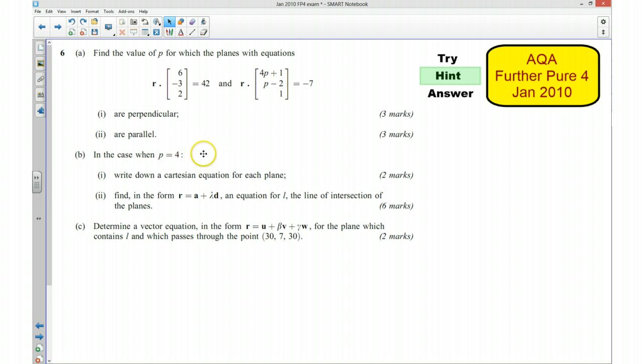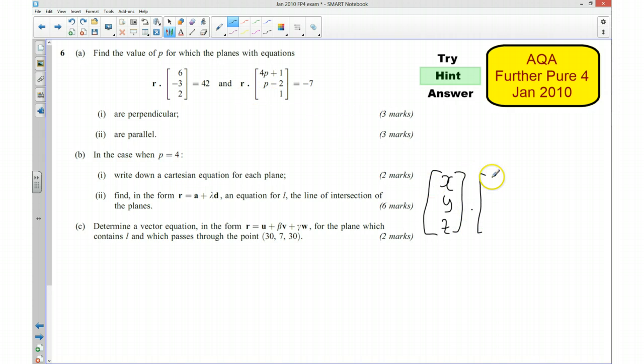Okay, in part B we're told that P is going to be equal to 4, and we want to first of all write down a Cartesian equation for each of the planes. So I'm just going to write down here for part B that you could write R as x, y, z, because it's just a general point, and that's dotted with 6, -3, 2, and that's equal to 42. So we could work out the dot product of this, and this should give us a Cartesian equation for this plane, and we could do it again for this plane.